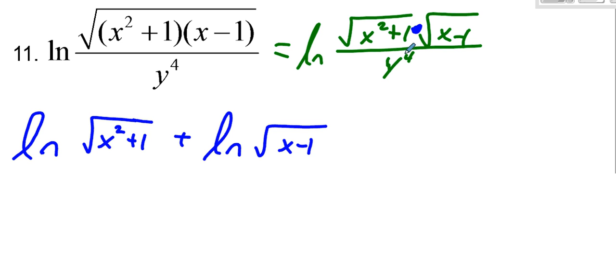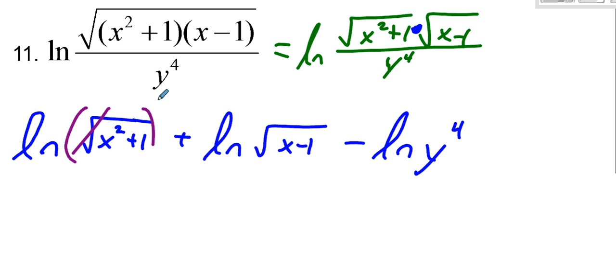And then divided by y to the fourth, so that's subtract. We still have exponents going on. You can think of square roots as 1/2 as an exponent, which means you can move the 1/2s to the front.